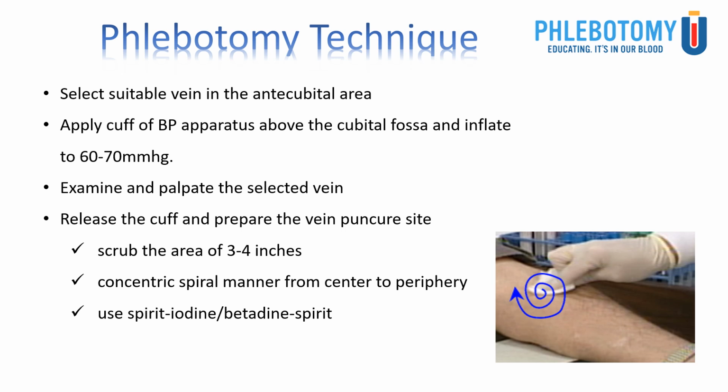Then we will release the cuff and prepare the venipuncture site by scrubbing an area of 3 to 4 inches in a concentric spiral manner from the center to the periphery. We will be using spirit iodine or betadine spirit for the cleaning.